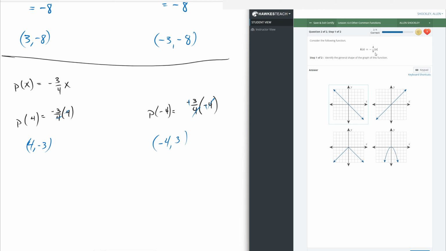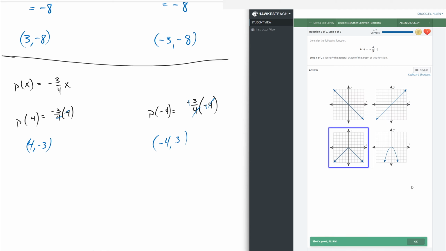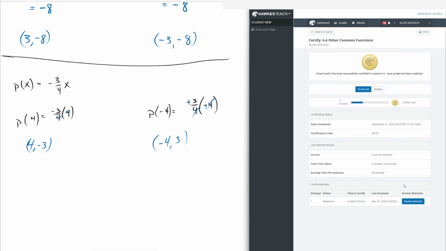Again, for this one, we're taking a look at a negative 4 over 9 times the absolute value of x. This is a negative number, so my right side will be going down, and it is an absolute value function, so it'll be this one. There we go. Hopefully that helps.